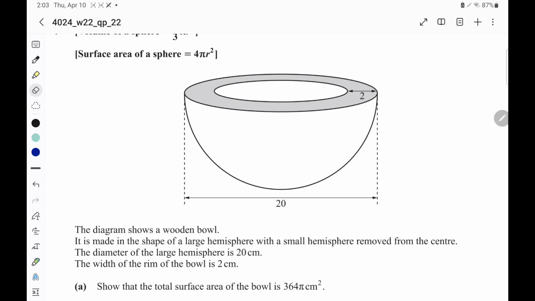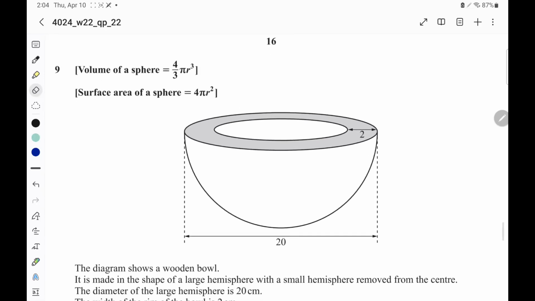This video will benefit the IGCSE and O-level students both, meaning 4024 and 0580. We have done till 2023, and the specimen papers also covered these topics, so you can see over there. So starting from 2022 October November paper 2, this is question number 9.